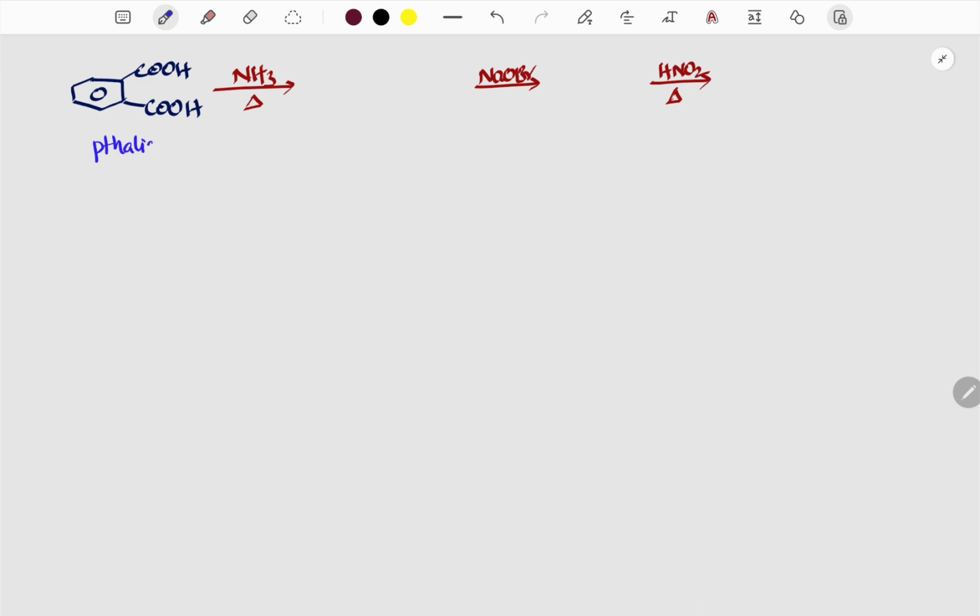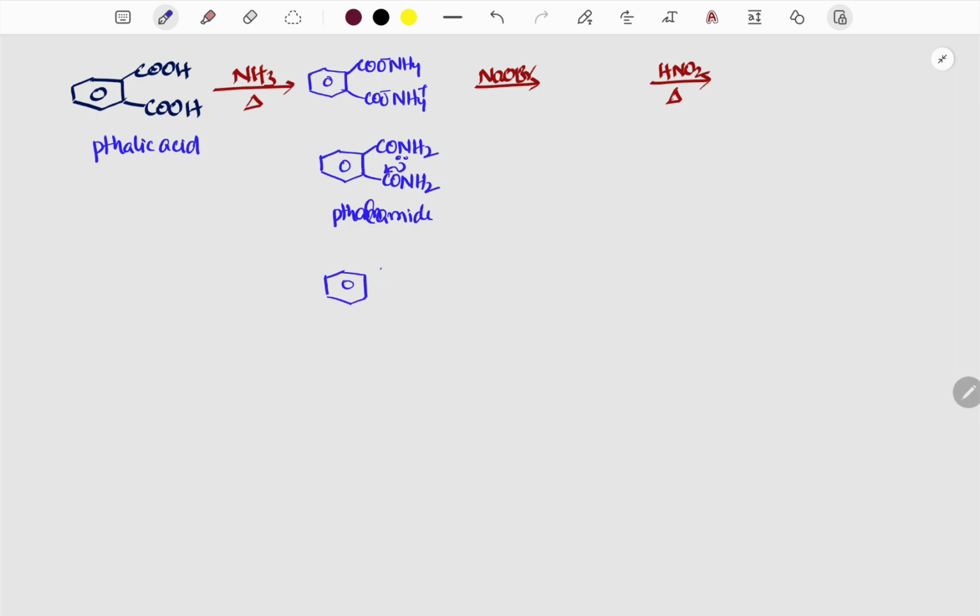It is phthalic acid. When phthalic acid is treated with ammonia, initially an acid-base reaction takes place, giving COO minus NH4 plus. But it is heated. So when it is heated, dehydration takes place and forms the corresponding amide. So it is called phthalimide. Now in this, intramolecular substitution takes place, and finally it gives the corresponding phthalimide.